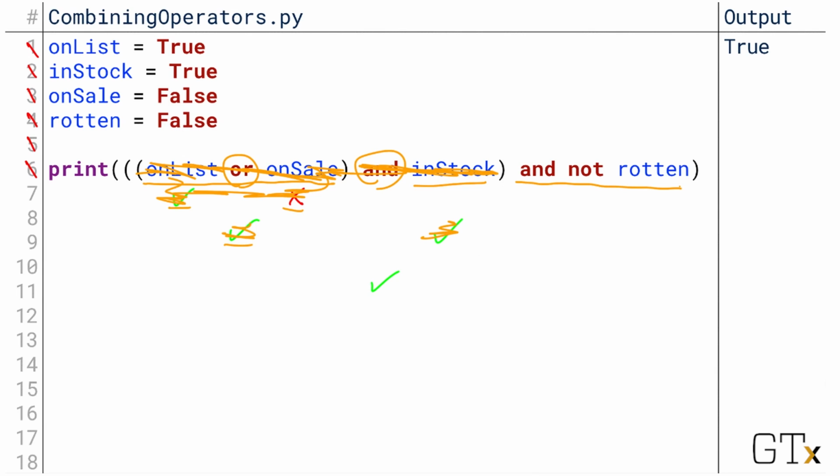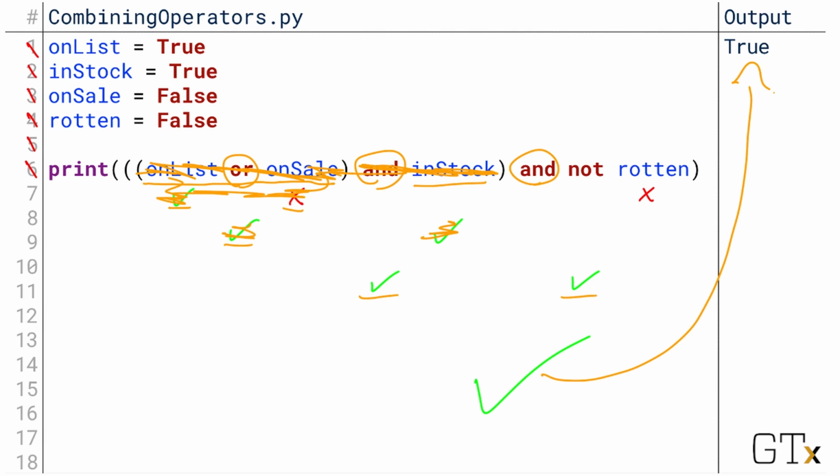And now we move on to our last portion. Rotten is false, which means that not rotten is true. If it's false that they're rotten, it's true that they're not rotten. Our operator here was and, which requires both values to be true for and to be true. We saw that the first portion of this statement was true, and it's true that they're not rotten. And so our result is that this big long statement is true. And so that's what's printed.